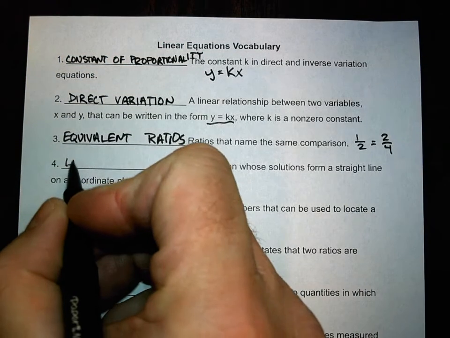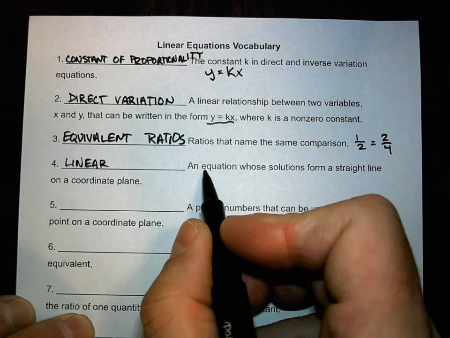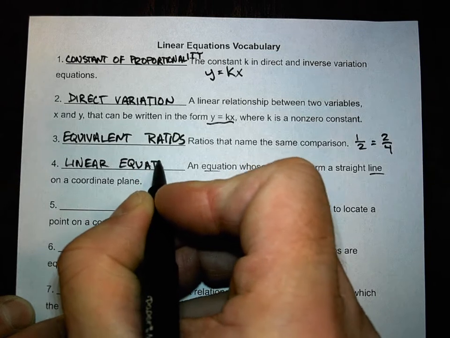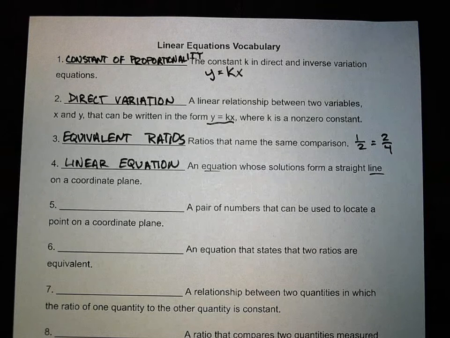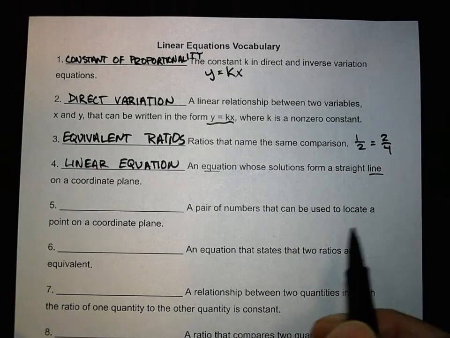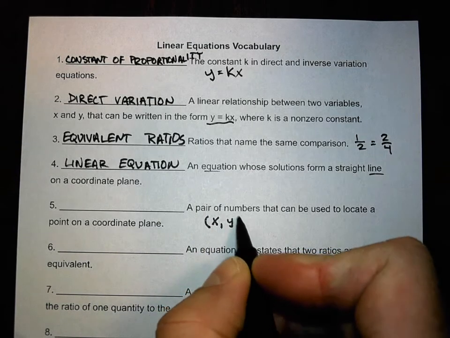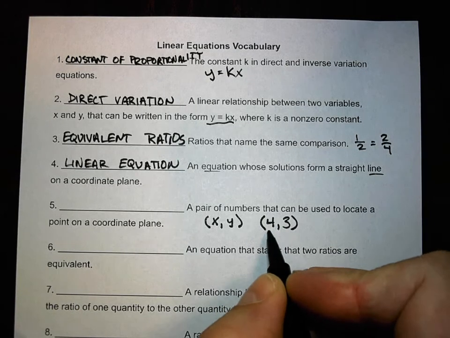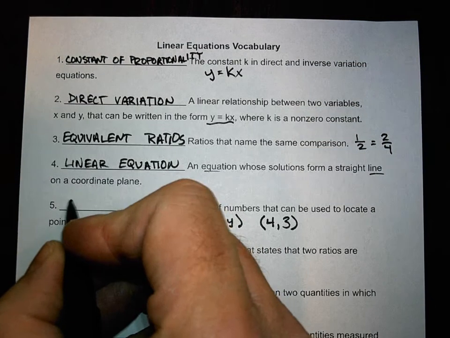This is called a linear equation because it makes a line. In fact, basically, equation and line are in the definition, right? So it pretty much gives you what it is. It's a linear equation. It makes a line. A pair of numbers that can be used to locate a point on a plane, and they're usually written as x comma y, which could be something like 4 comma 3. That would be the point. X would be 4, and Y would be 3. We call them an ordered pair.